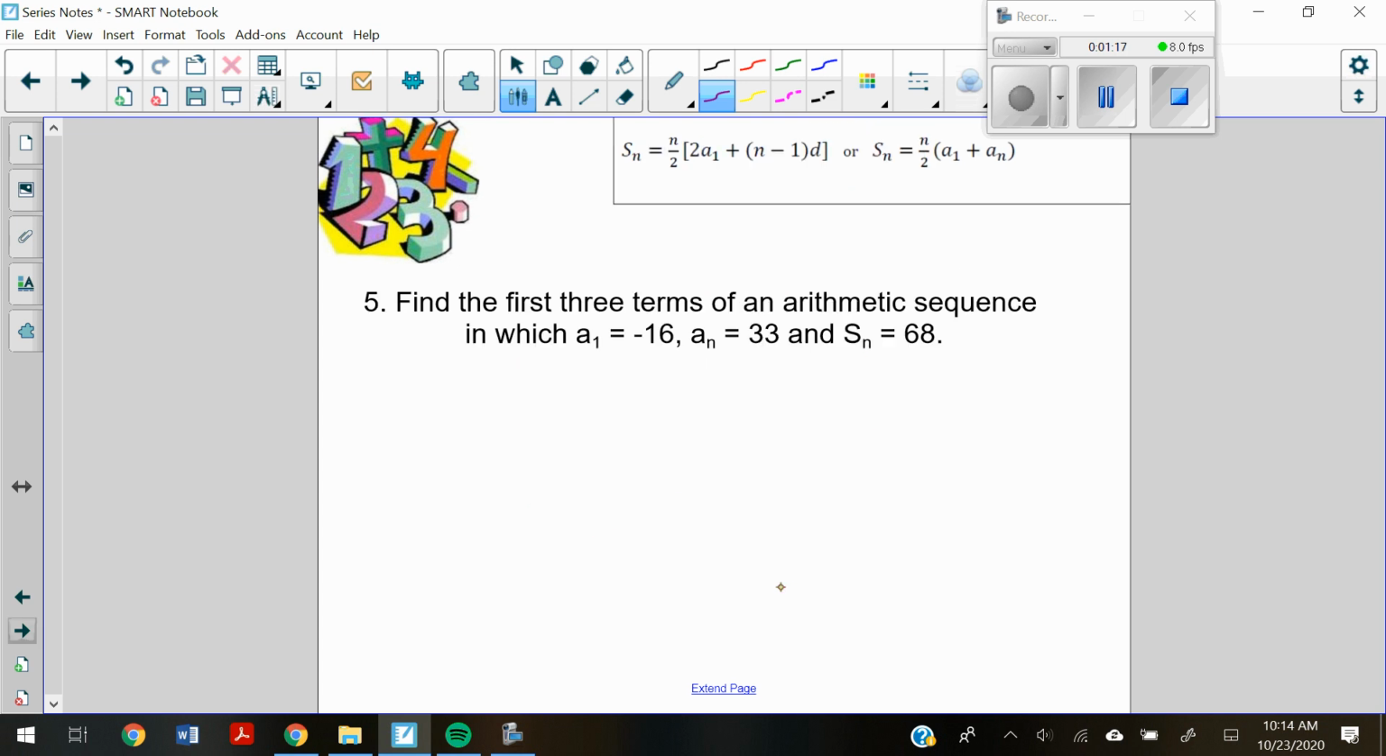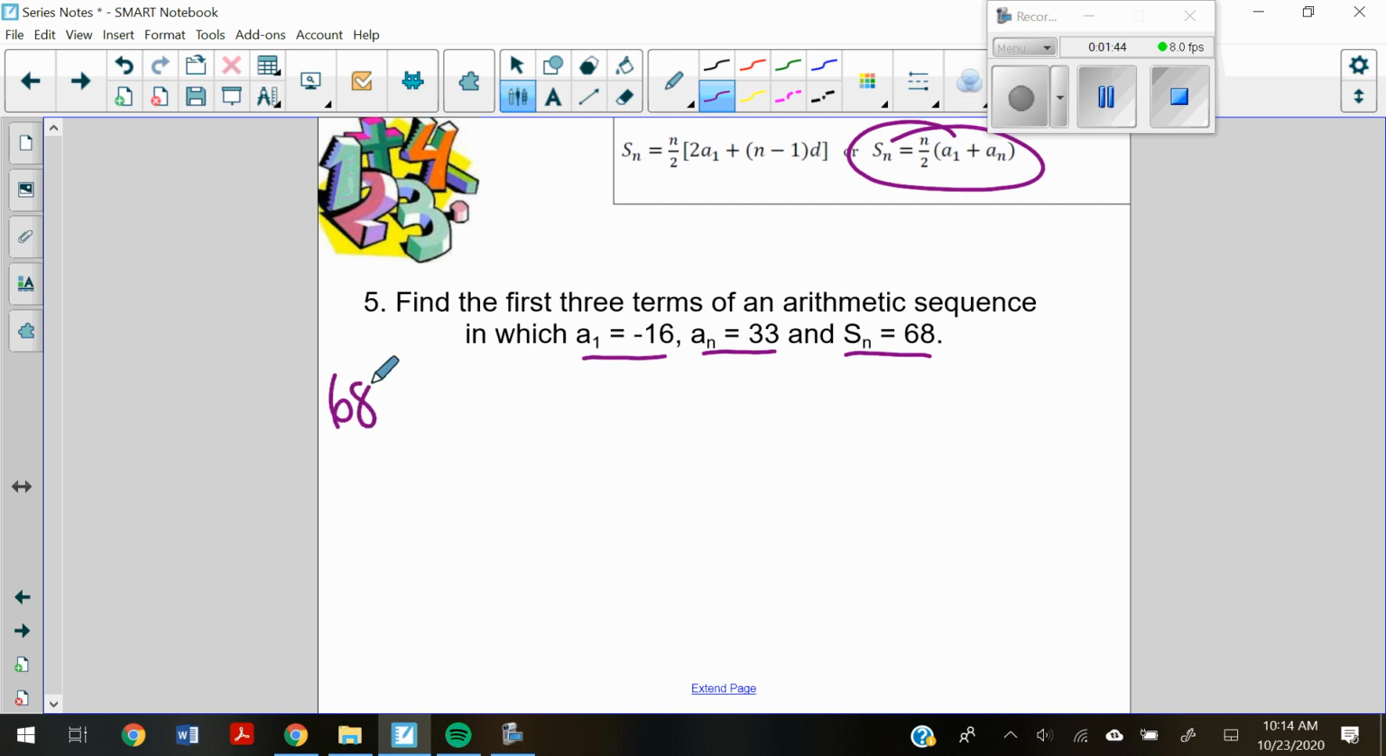It says find the first three terms of an arithmetic sequence, where a sub 1 is negative 16, a sub n is 33, and S sub n is 68. Okay, so we have the first and the last term here and the sum. We're going to use this to help us find how many numbers we have before we can actually find the first three terms of the sequence. So let's go ahead and do this.